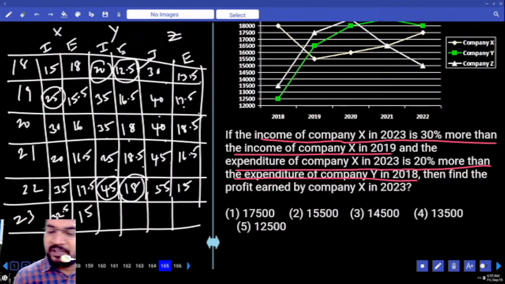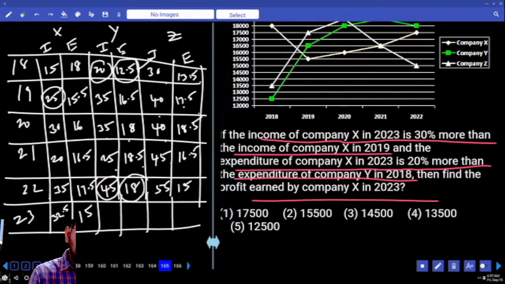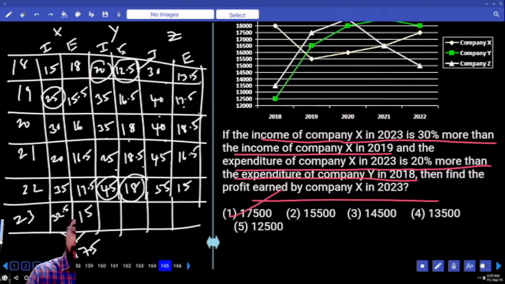They are asking to find the profit, and profit is nothing but the difference. The difference is 17.5. So our answer is 17.5. The given data is in terms of thousands.